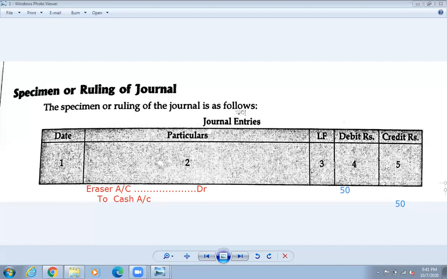The ledger folio in your chapter is not so important. You will make all these 5 columns, but in class you are not going to write anything in the ledger folio. Just the date you are going to mention, and you will write the debit and the credit. In that way you will do it. So now what is your work? You will do it like this. This is your question, the first question.